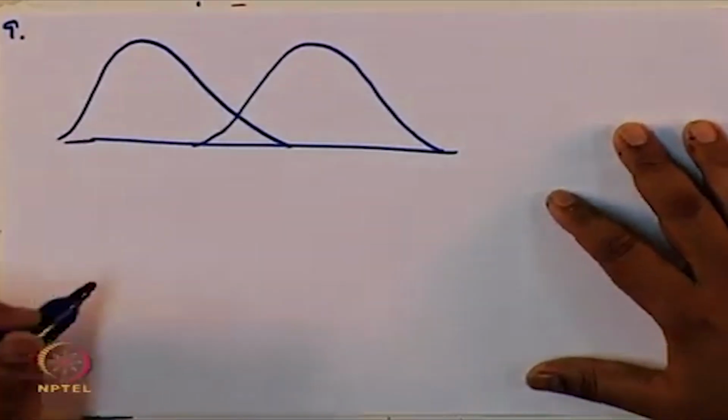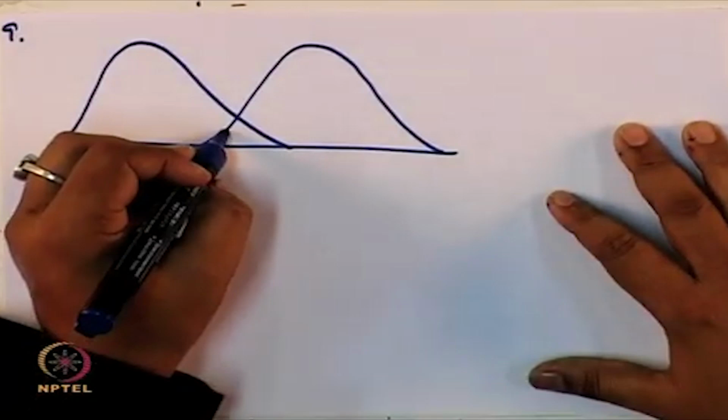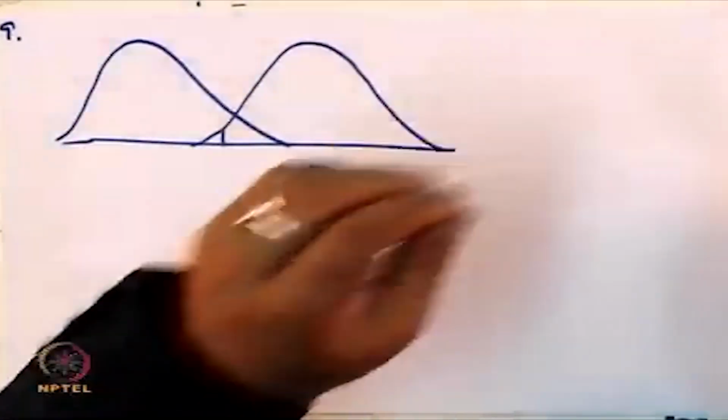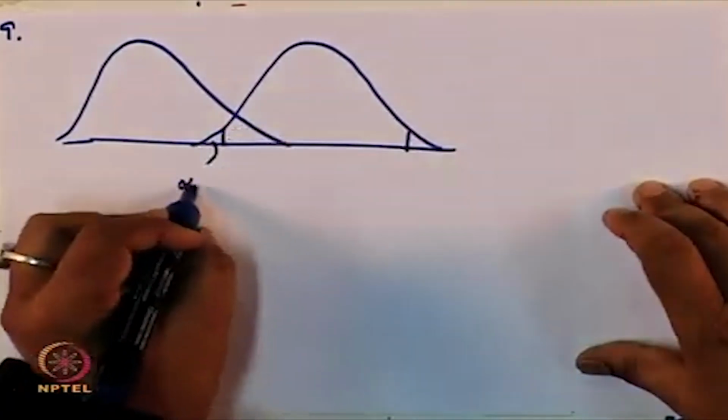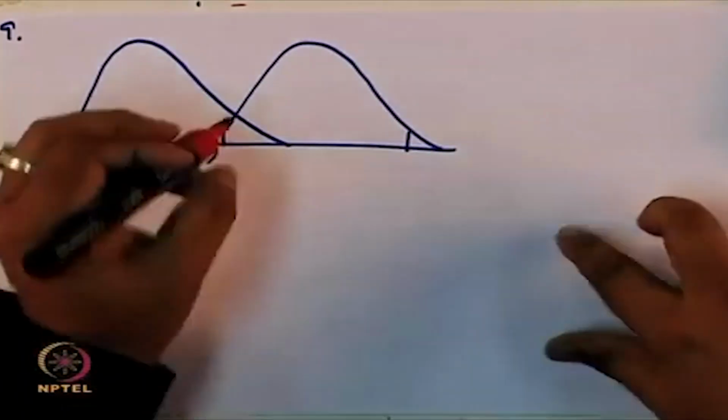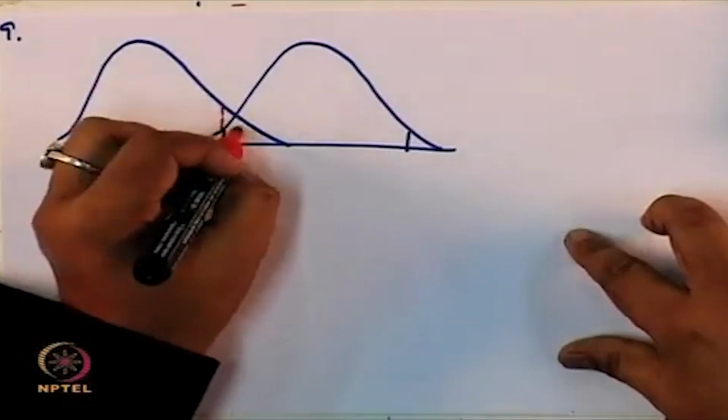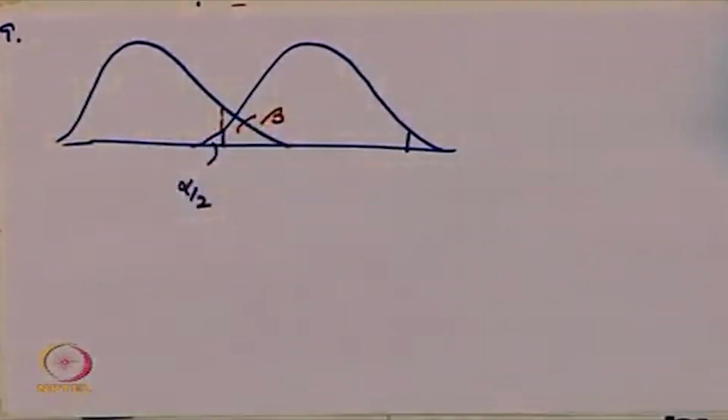Okay. Let me draw two curves. Let us say this is my alpha. This area is alpha by 2. I extend it, and this area is beta. What can I say about my choices of alpha and beta?